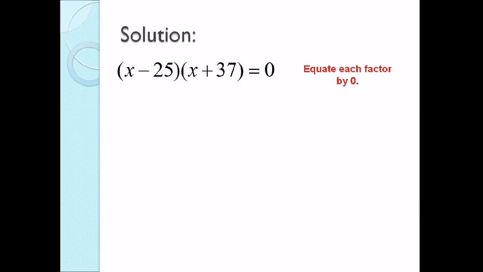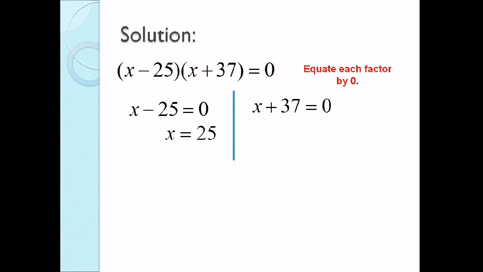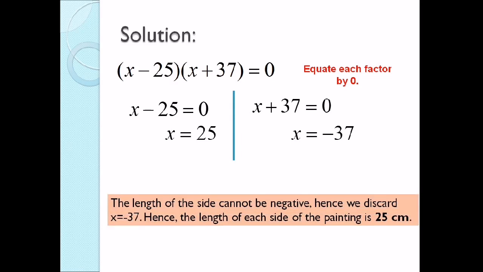Then we need to equate each factor to 0. Let's start with x minus 25 equals 0. Therefore, x equals positive 25. How about the other factor? x plus 37 equals 0, then x equals negative 37. The length of a side cannot be negative, hence we discard x equals negative 37. Hence, the length of each side of the painting is 25 centimeters. So that will be our answer for problem number 2.